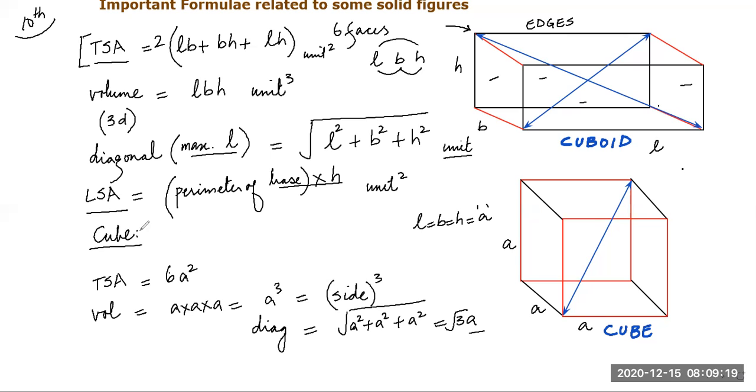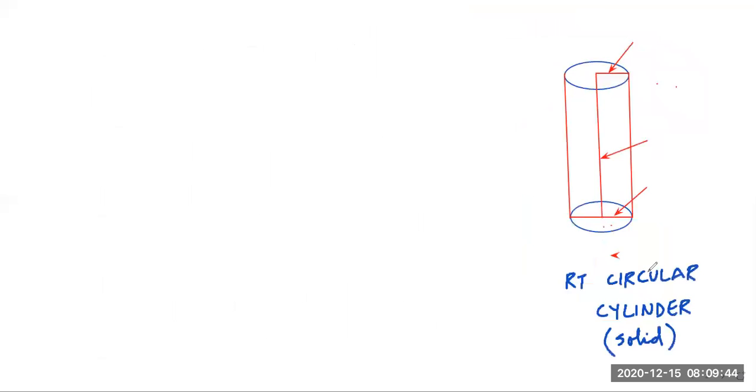Lateral surface area, same formula: perimeter of the base into height. Perimeter of the base in case of cube would always be 4A, multiplied by height, which is also A. So lateral surface area of the cube would always be 4A square. Having done with that, now let's talk about right circular cylinder.